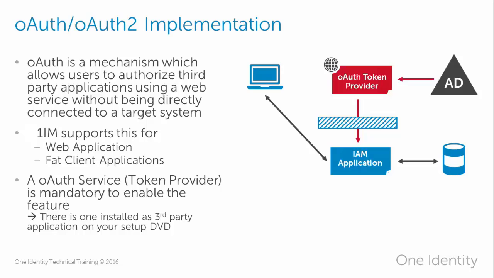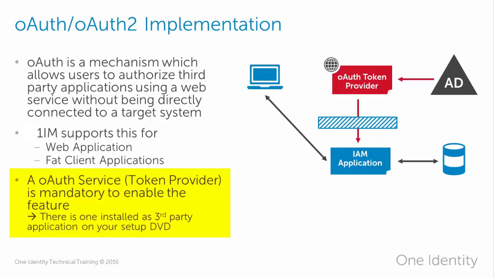For this, there's an open standard that can be used, and this is the OAuth Authentication or OAuth2 Authentication, and with Identity Manager 7 we are supporting that feature as well. Before we can start with that, the first thing you need is something like an OAuth token provider, which is a service that makes the authentication for you. It's a web service that provides an authentication token to an application if it's asking for it.